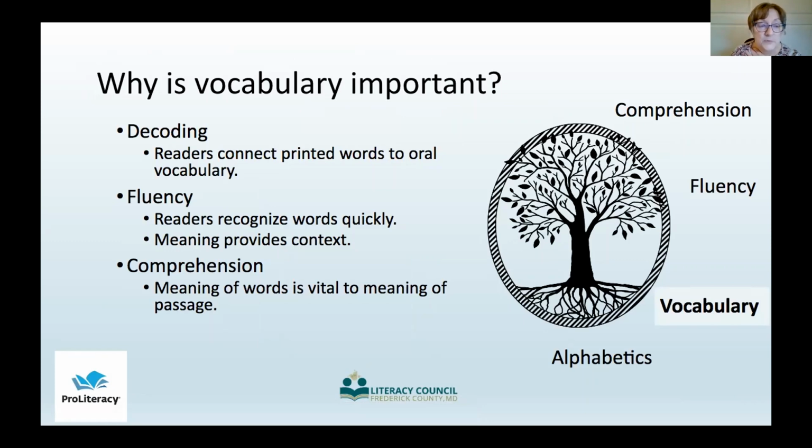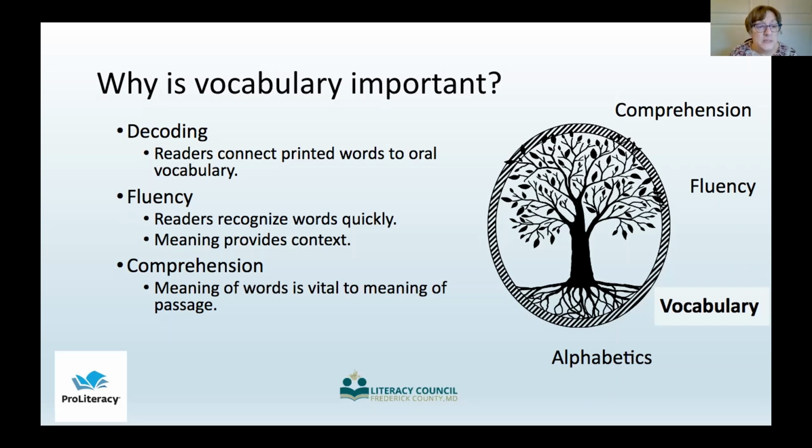First, when people read, they decode the words they see in print by using their knowledge of alphabetics. Then they connect those print words to their known oral vocabulary. The larger the oral vocabulary, the more likely they are to recognize the printed word. But when a word is not part of their oral vocabulary, readers can't be sure that they've decoded the word correctly and may not be sure of the text's meaning.